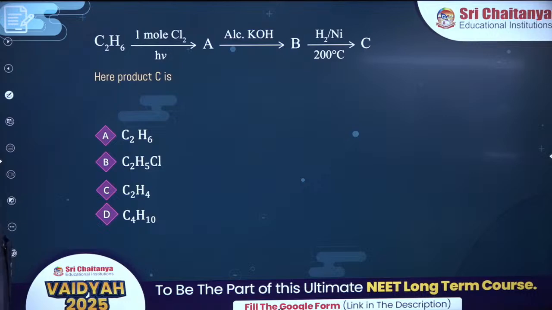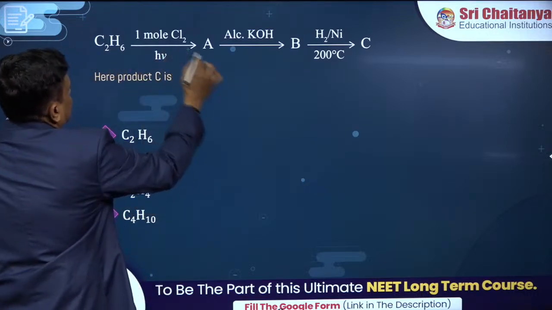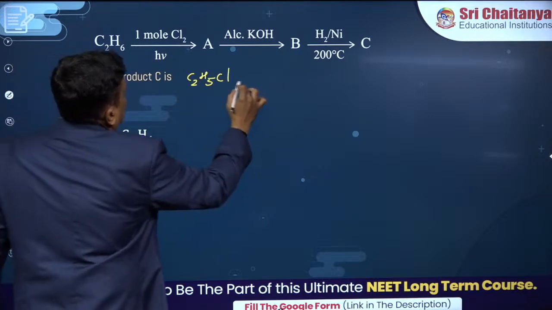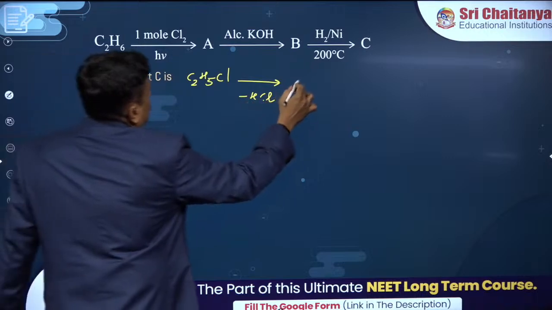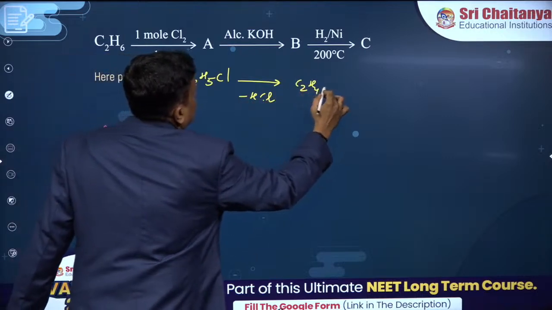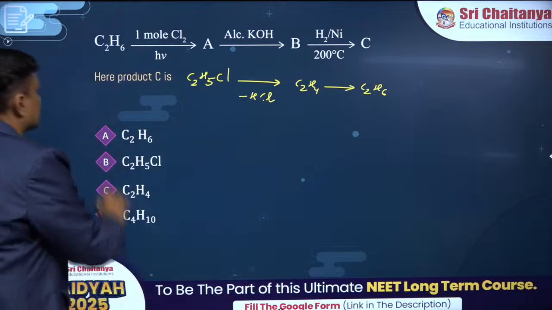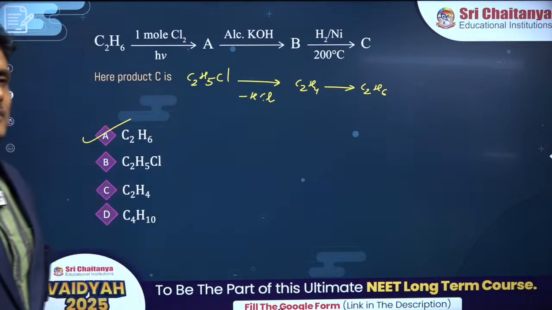You can see the next question is a little easier one. You have ethane giving rise to ethyl chloride, then alcoholic KOH, dehydrohalogenation, ethene, Sabatier-Sanderens reaction, ethane. So simple, isn't it? So simple. Okay.